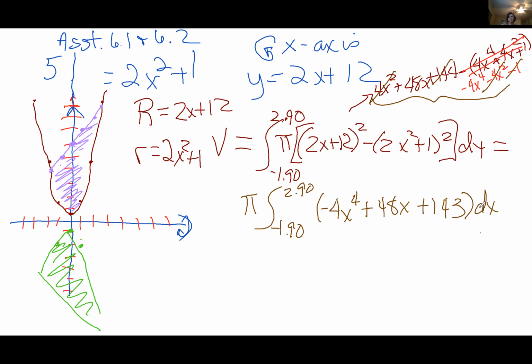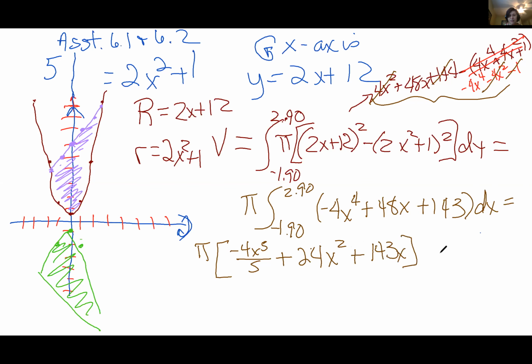So far, so good? Yeah. Okay. Integration on this is simple, isn't it? No. All right, talk to me. What's it going to be? How do you integrate negative 4x to the fourth? Negative 4x to the fifth over 5. Very good. Negative 4x to the fifth over 5 plus 48x squared divided by 2. And 48x squared divided by 2 becomes 24x squared, right? Yes. 48 divided by 2 is 24, plus 143x.